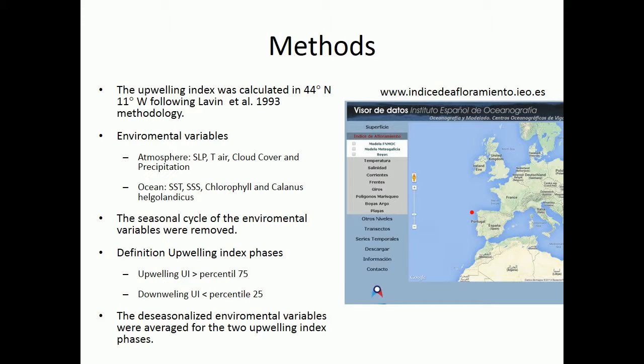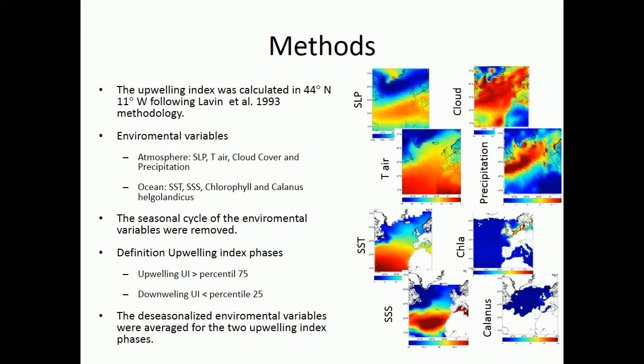Methods. The Upwelling Index was calculated at 44 North 11 West following Lavín et al. 1993 methodology. We use these variables to characterize the two phases of the Upwelling Index. The seasonal cycle of the environmental variables was removed.